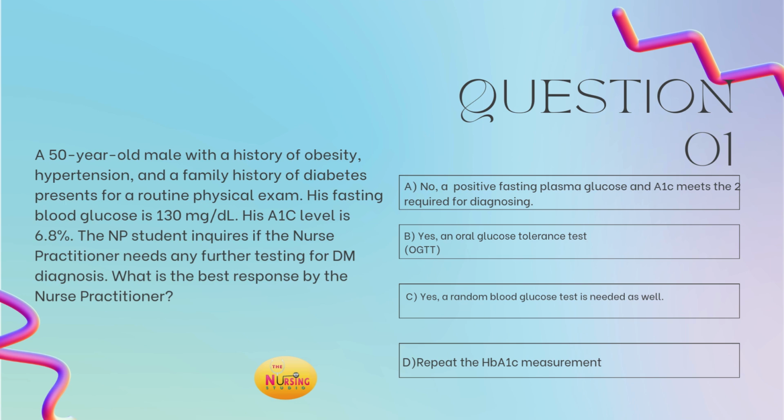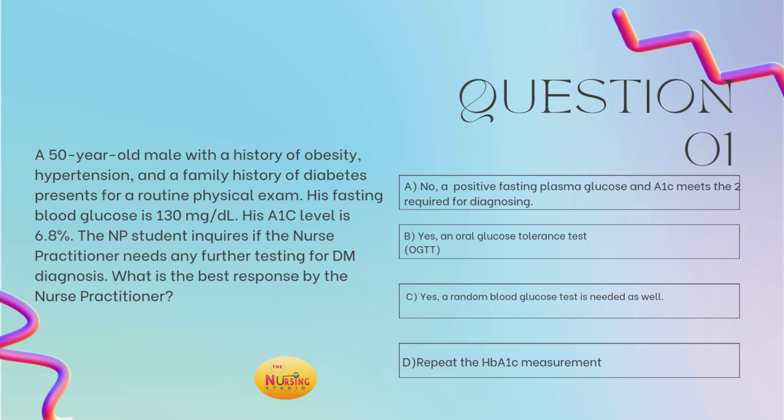Is it A, no, a positive fasting plasma glucose and A1C meets the two required for diagnosing? B, yes, an oral glucose tolerance test. C, yes, a random blood glucose test is needed as well. Or D, repeat the A1C measurement. Take a moment and tell me what you got, you guys.